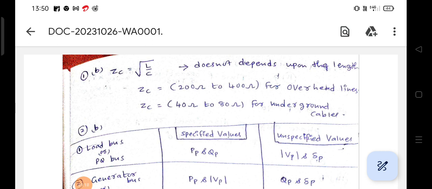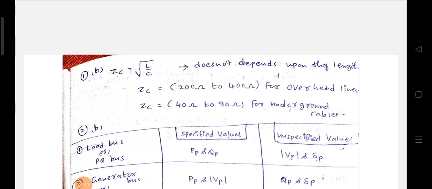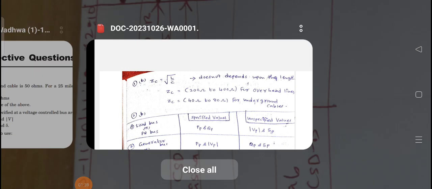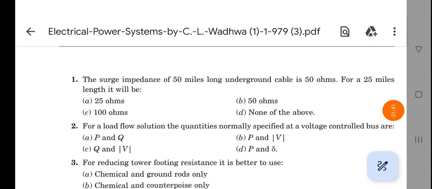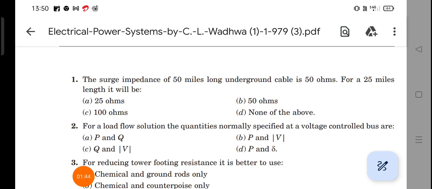Now see here, ZC value is 200 ohms to 400 ohm for overhead lines. Similarly, ZC value is 40 ohm to 80 ohm for underground cables. Typically for underground cables ZC value is 40 ohm, and for overhead lines the ZC value is 400 ohms. Now the first bit answer: the 50-mile long underground cable is 50 ohms, right? Then for 25-mile length also it will be 50 ohm only. So option B is correct.